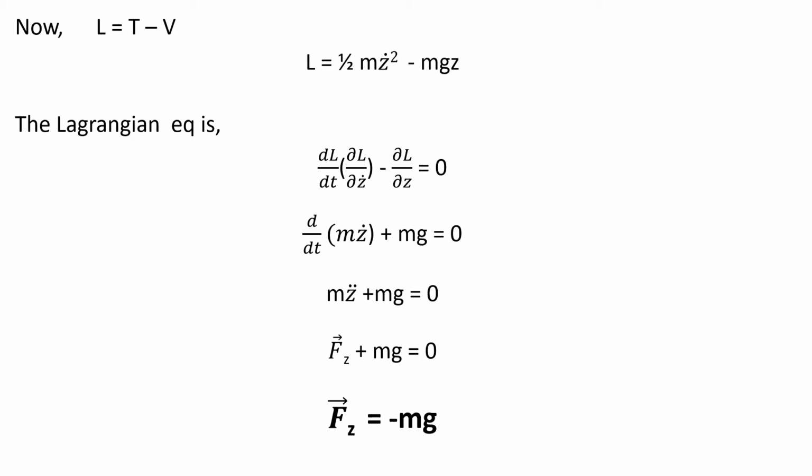Here d by dt into m z dot plus mg is equal to 0. m z double dot plus mg is equal to 0. Fz plus mg is equal to 0. And here you can see that Fz is equal to minus mg.